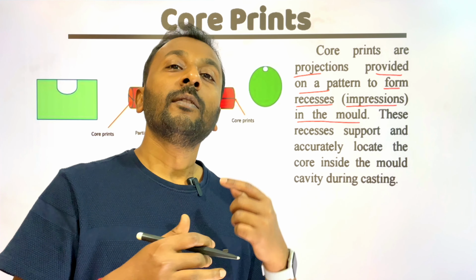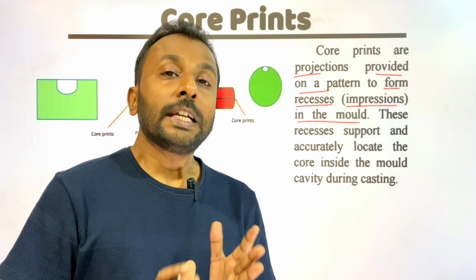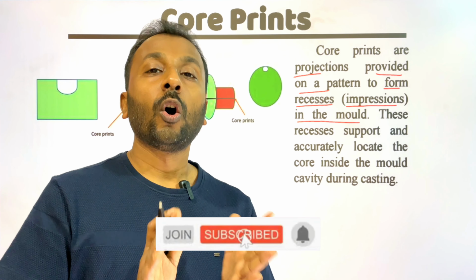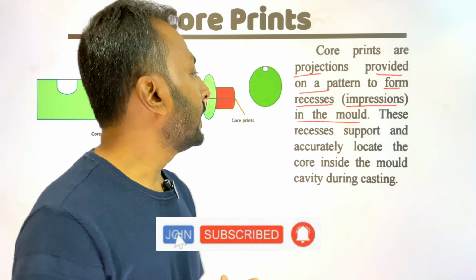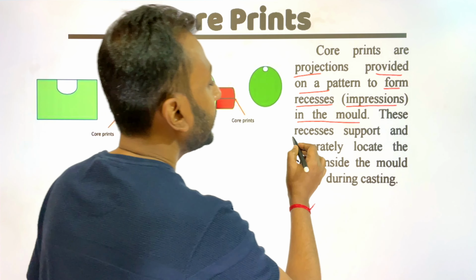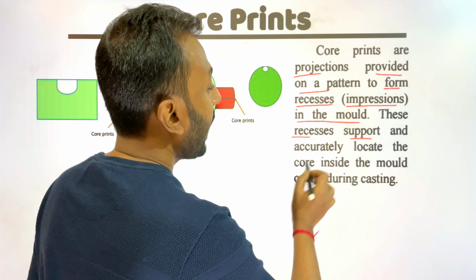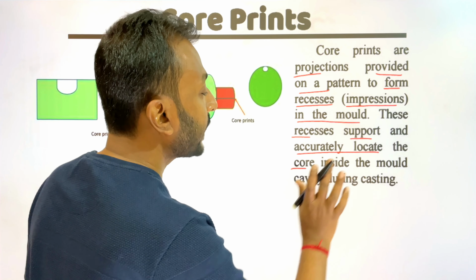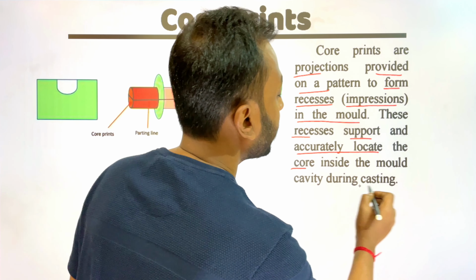But when we create the core prints on the mold, we don't provide core prints on the pattern. That is the difference. So these recesses support and accurately locate the core inside the mold cavity during casting.